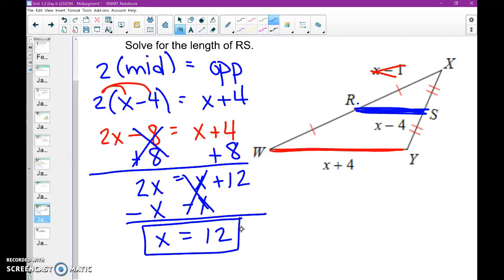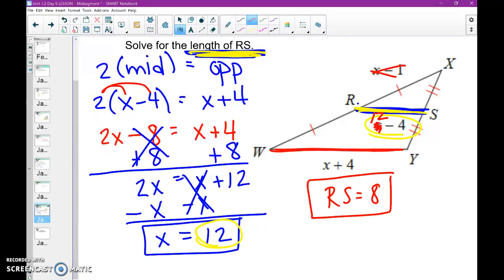Now check back at your directions. It actually asks you to find the length of RS. Now RS is not 12, that's what x equals, but what do I do with 12? Well, look at RS. It says RS is x minus 4. Well, I just figured out x is 12, so let's plug that in. Instead of x, let's put 12. Well, what's 12 minus 4? That's equal to 8. So my final answer is that RS is equal to 8. That's the length of that actual piece of the triangle.